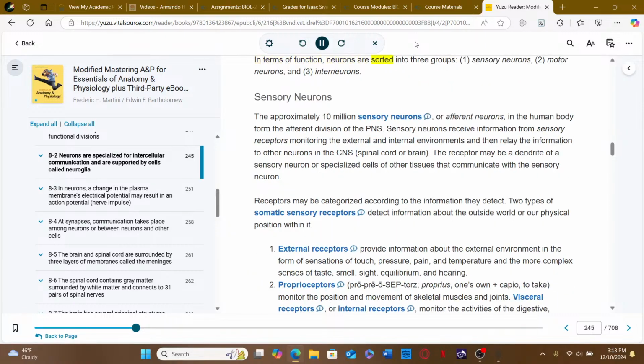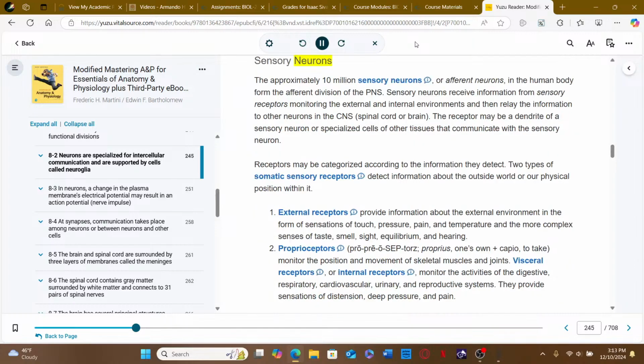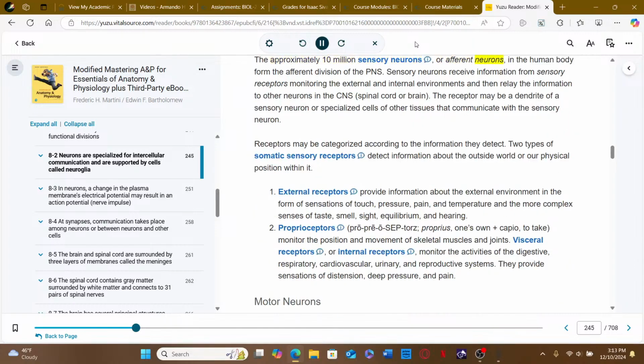In terms of function, neurons are sorted into 3 groups: 1. Sensory neurons, 2. Motor neurons, and 3. Interneurons. Sensory neurons. The approximately 10 billion sensory neurons, or afferent neurons, in the human body form the afferent division of the PNS. Sensory neurons receive information from sensory receptors monitoring the external and internal environments and then relay the information to other neurons in the CNS, spinal cord or brain.